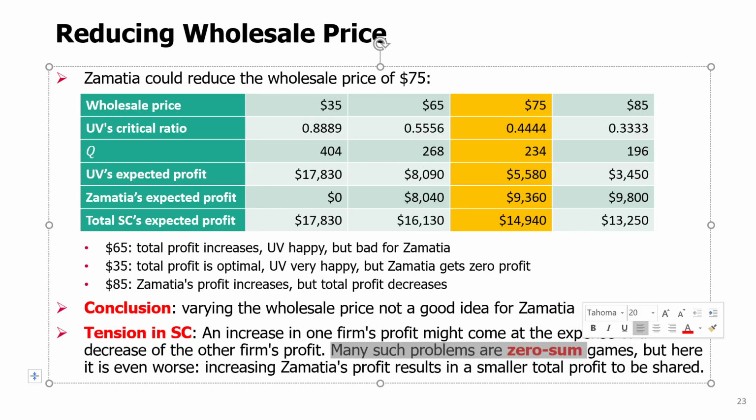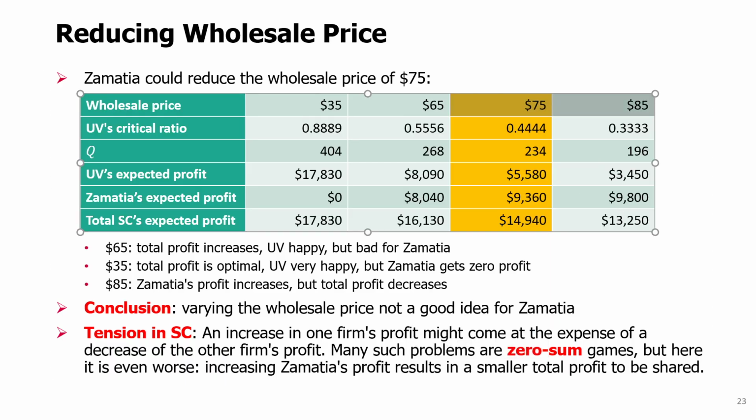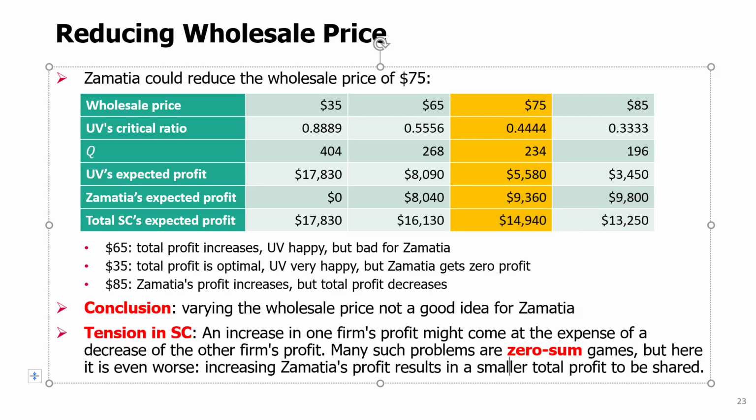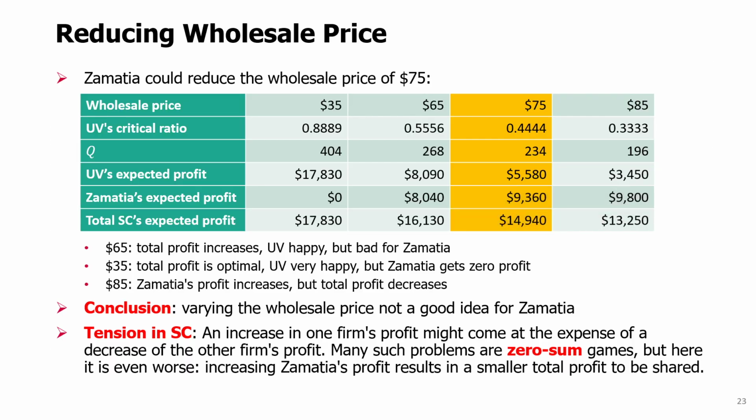But here it's actually worse, because when Zamatia is increasing its profit, right, by going from $75 wholesale price to $85, they increase their profit by something like $440, but UV's profit is reduced by much more than this, by about $2,000, and so the net result is not a zero-sum game. By increasing its profit, the total profit is reduced. Zamatia increases its profit, but the total profit is reduced, so it actually hurts the whole supply chain in general.